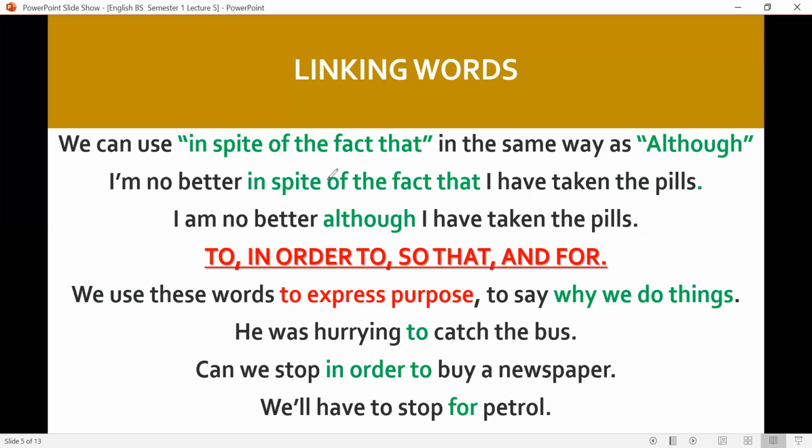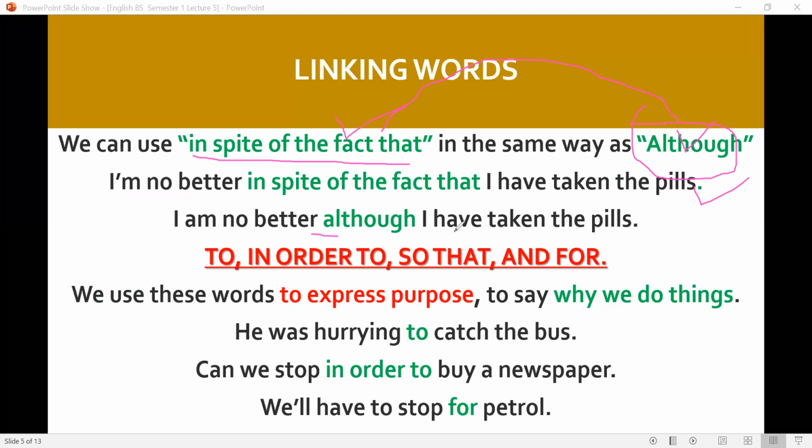We can use in spite of the fact that. This whole phrase we can use in the same way as although. This is a whole phrase which we can use as a substitute of although. I'm no better in spite of the fact that I have taken the pills.